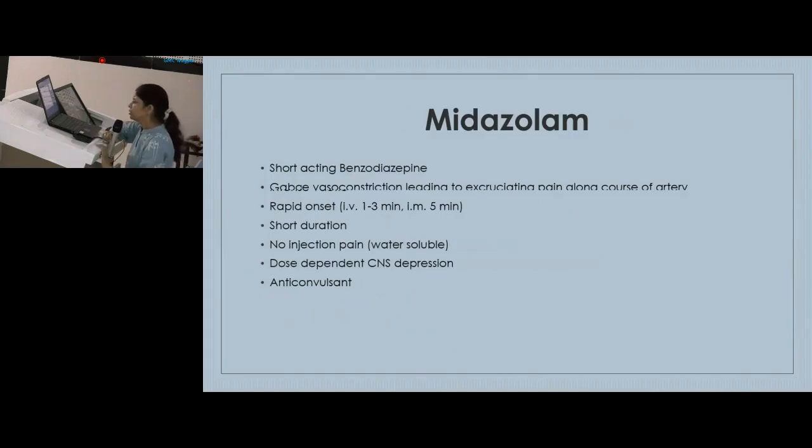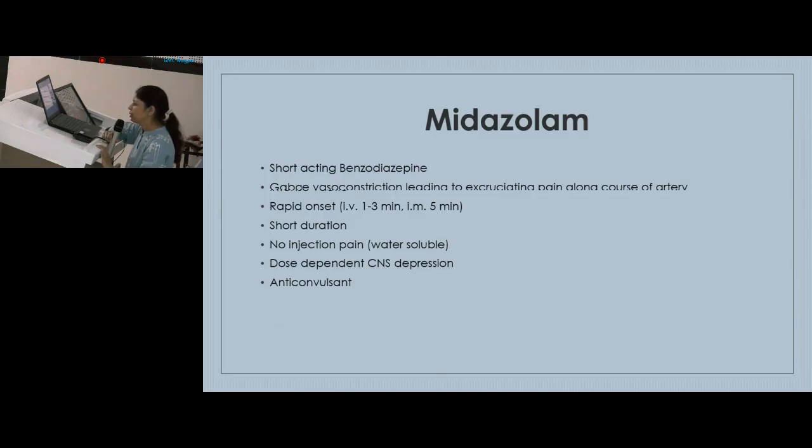Now premedication agent: midazolam is a short-acting benzodiazepine. It is a GABA mimetic drug. It has a rapid onset of action. On IV administration, the onset is 1 to 3 minutes and IM 5 minutes. It has a shorter duration of action in comparison to diazepam and it has no injection pain because it is water soluble, whereas diazepam used to have injection pain.